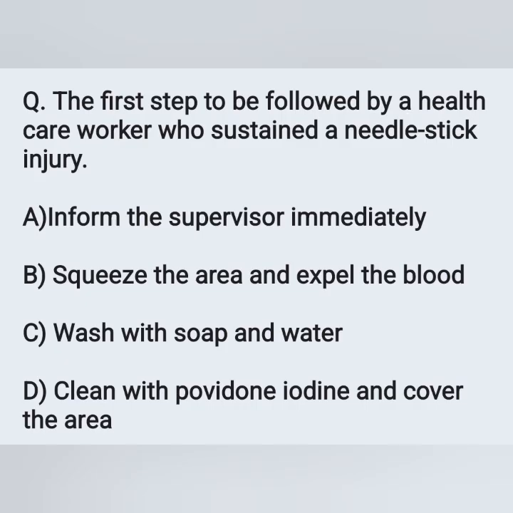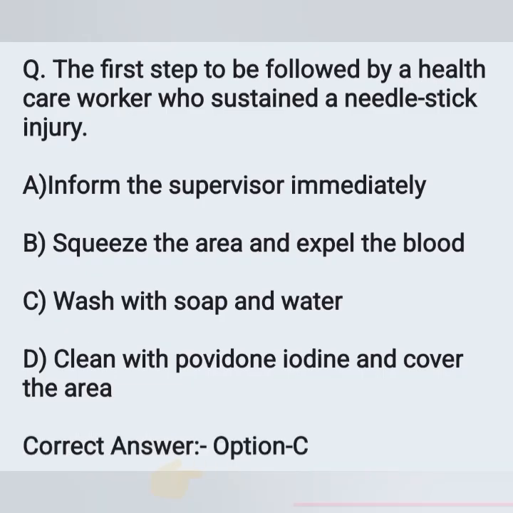The first step to be followed by a healthcare worker who sustained a needle stick injury. Options: option A, inform the supervisor immediately; option B, squeeze the area and expel the blood; option C, wash with soap and water; option D, clean with povidone and cover the area. Suppose we got a needle stick injury while giving care to the patient, what do we have to do? We have to wash with soap and water immediately. Option C is the correct answer. Move on to the next question.